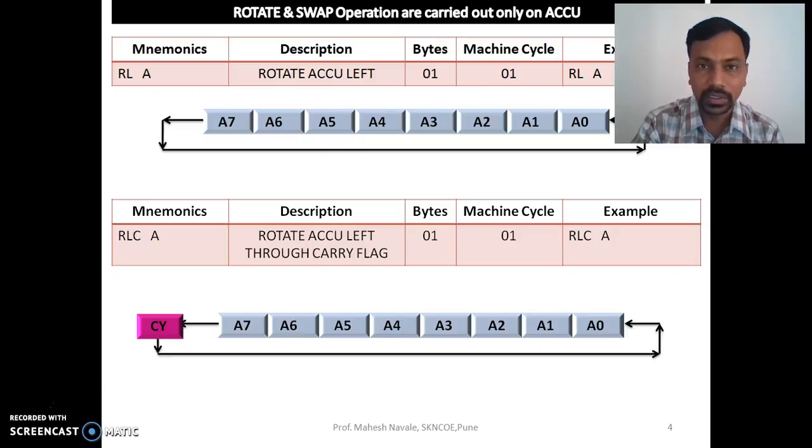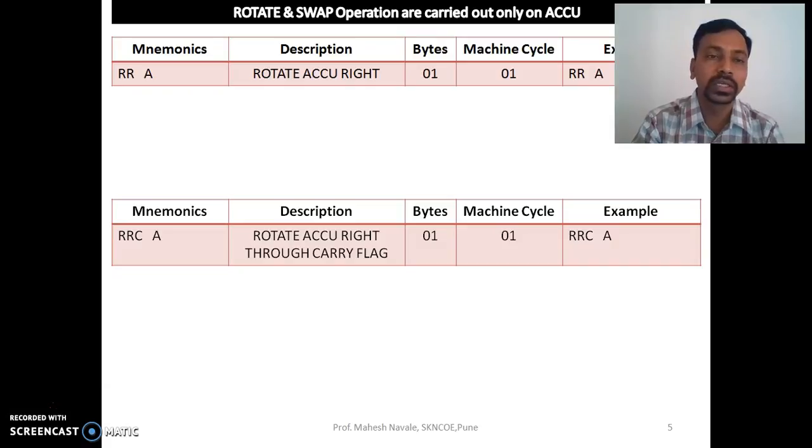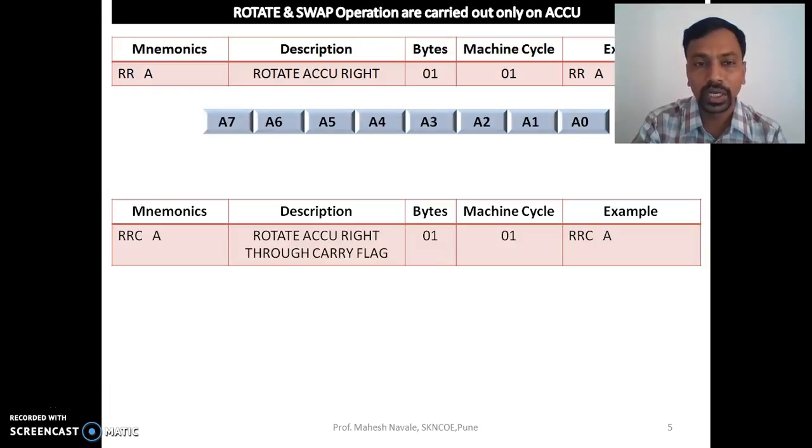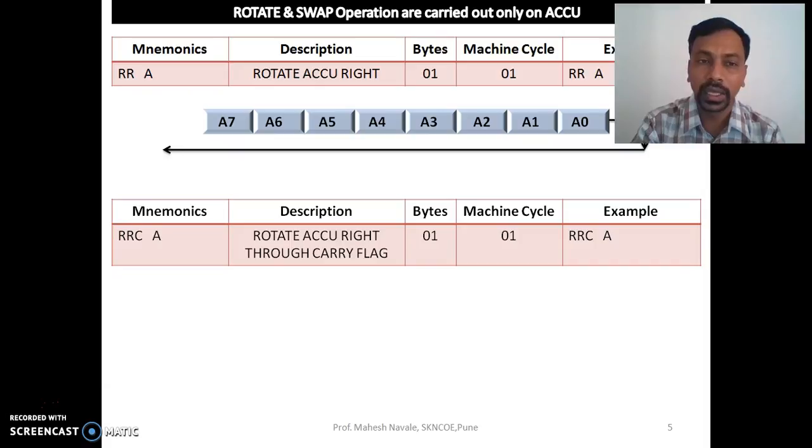Along with this, there is a second operation in rotate, that is rotate accumulator right. Same as rotate accumulator left, there are two options: rotate accumulator right, or rotate accumulator right through the carry flag. When I deal with rotate accumulator right, the contents of A7 will be copied to A6 and so on, and finally the contents of A0 will be copied to A7. Like this, all the contents of the accumulator are rotated right.